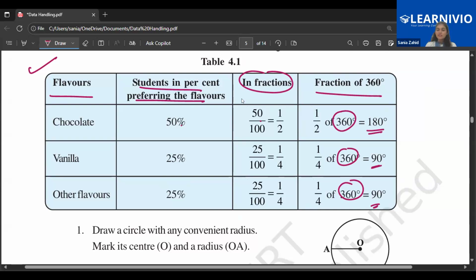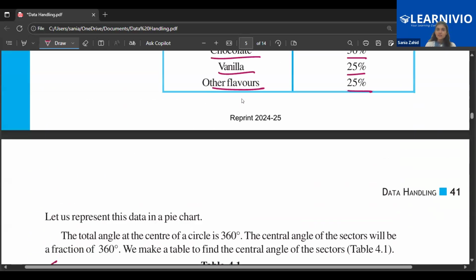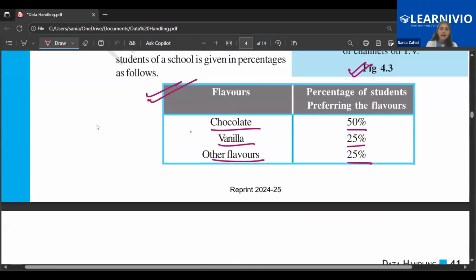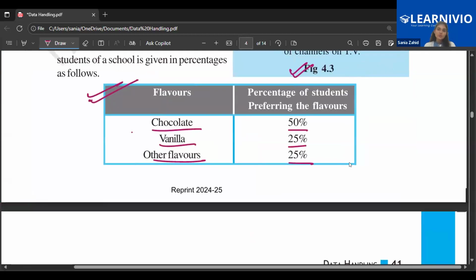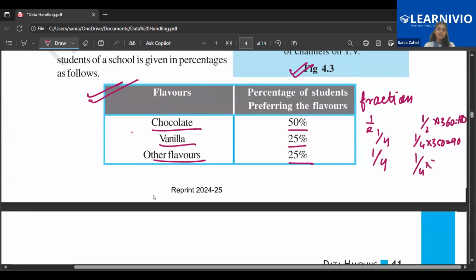So first of all, tell me, did you understand this much? What I did was, this is the question. Now I just converted this percentage to fraction. So I got 50 by 100 is 1 by 2, 25 by 100 is 1 by 4, 25 by 100 is 1 by 4. Now I found the fraction of 360. So 1 by 2 into 360 I did, so I got 180. 1 by 4 into 360 I did, I got 90. Then 1 by 4 into 360 I did, I got 90 again. Okay. So my answer is 180, 90 and 90.